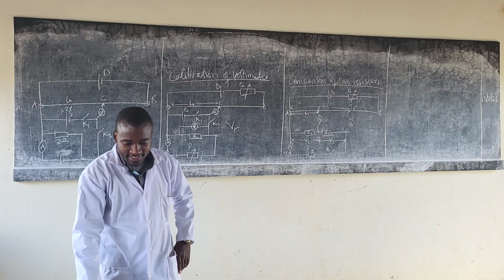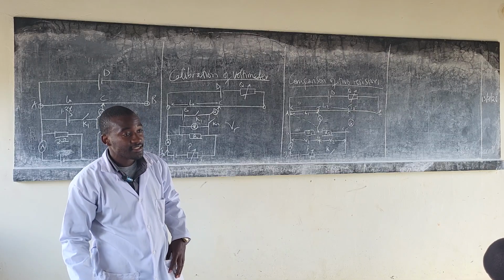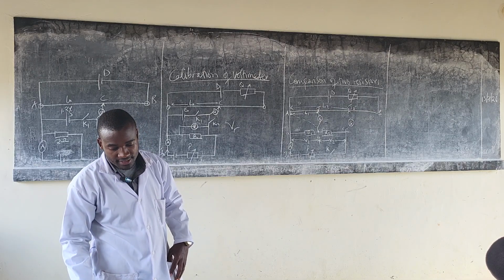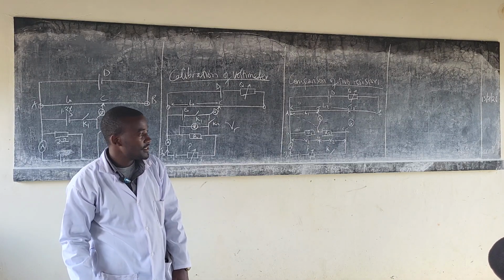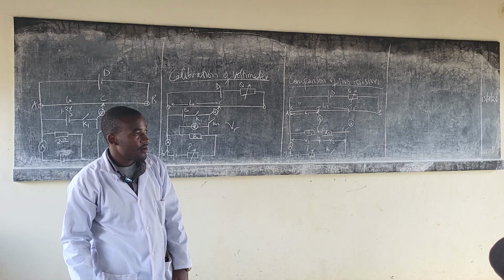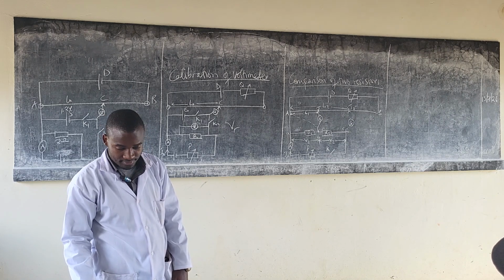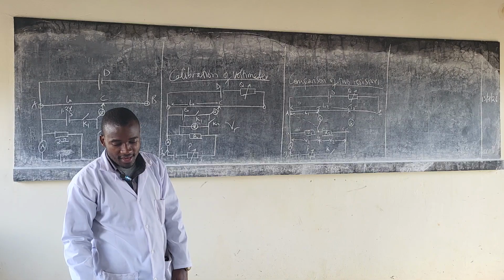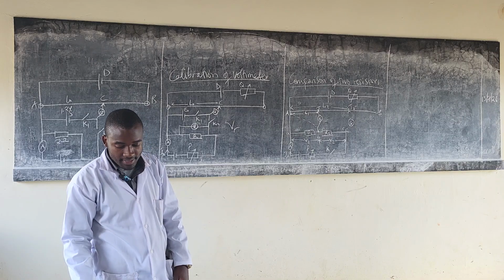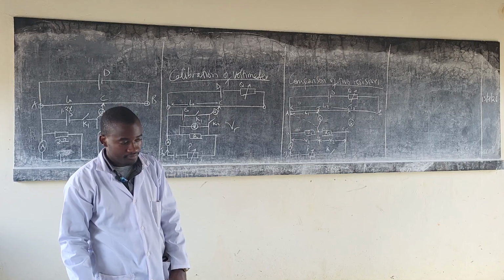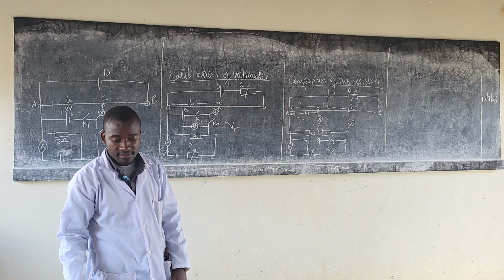Connect the two resistors R1 and R2 in series with an ammeter A and the rheostat P as shown above.